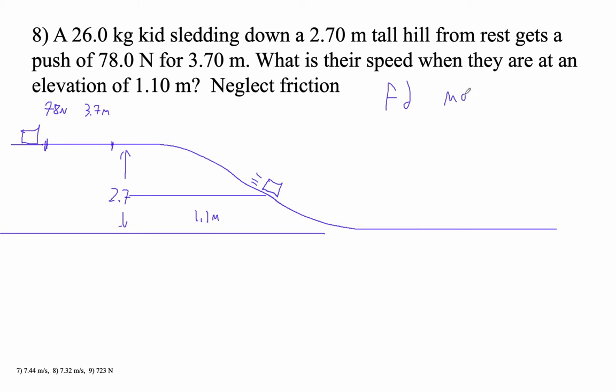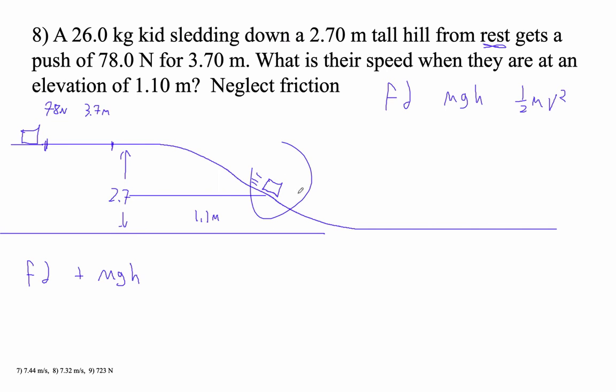Okay, now these are the things we can know. Force times distance, mgh, 1/2 mv squared. On the left side, I'm going to maintain that it starts from rest, so there's no kinetic energy. But there is a force times a distance speeding us up, and there is potential energy to start with. So on the left side, I'm going to say force times distance plus mgh, okay?